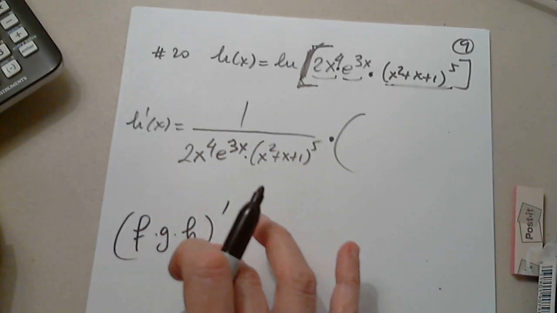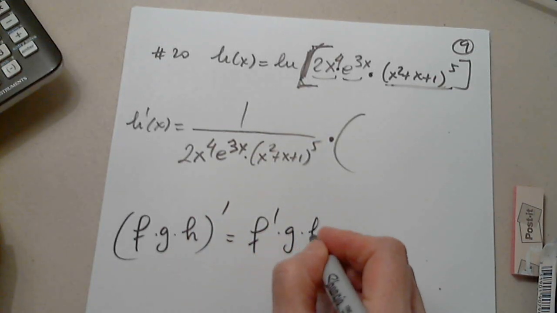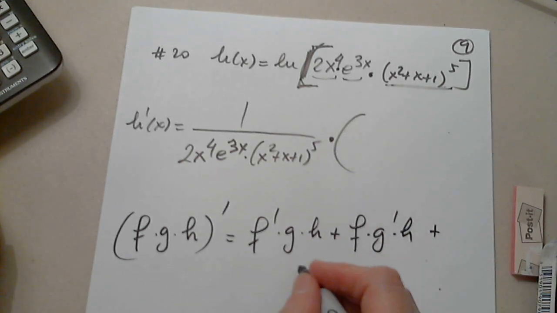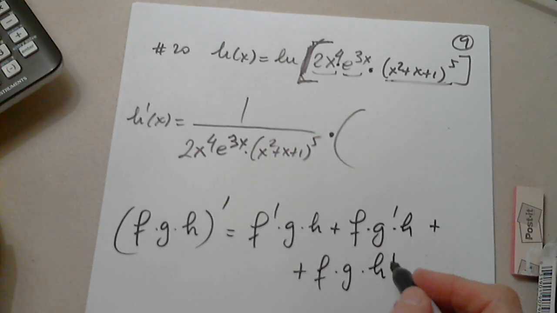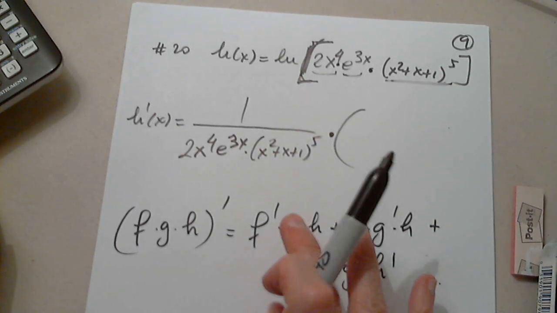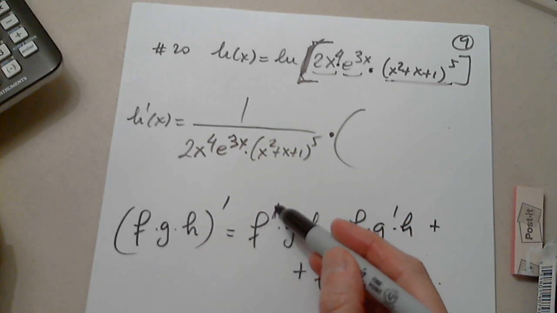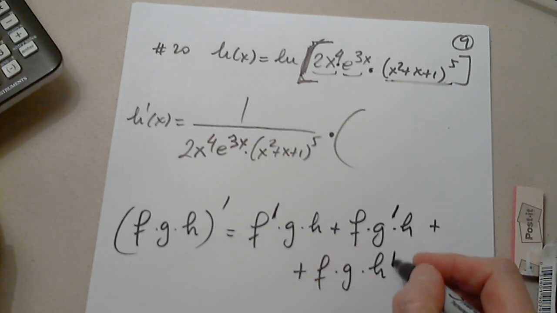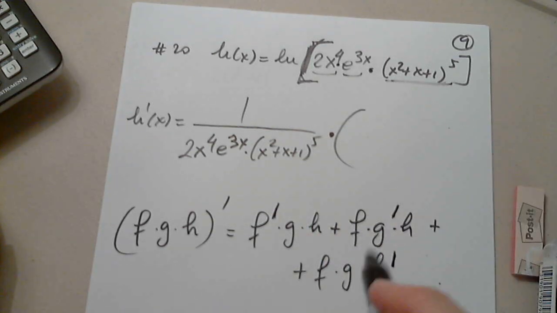So when we have a product of 3 functions, then we have f prime times g times h plus f times g prime times h plus f times g times h prime. So there are 3 products, same. In the first one is prime. In the second one is prime. And in the third one is prime. So it's going to be a long thing here.